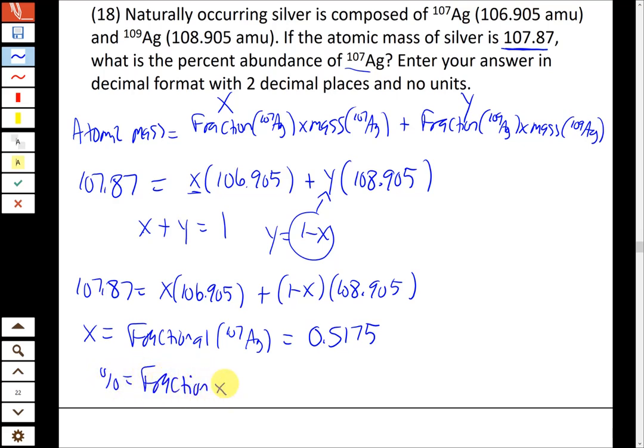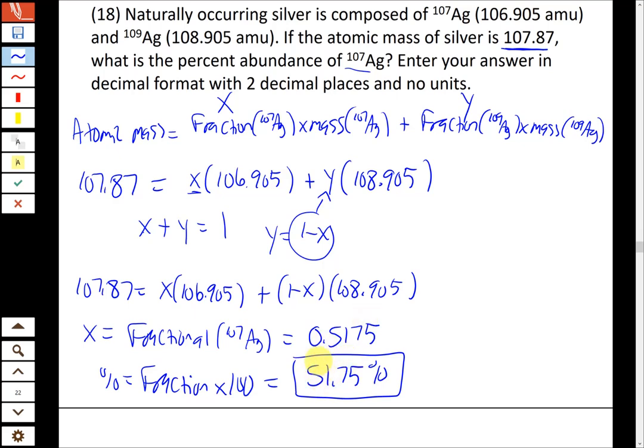So we have to take the fraction and multiply it by 100 to make it a percentage, and it's going to be 51.75 as a percentage. So this element here, silver, is roughly composed of equal amounts of the two isotopes. It's only a little bit higher for this one, because the other one would, of course, be just the rest of the 100%, which would be 49.25, so pretty much equal amounts of both isotopes.